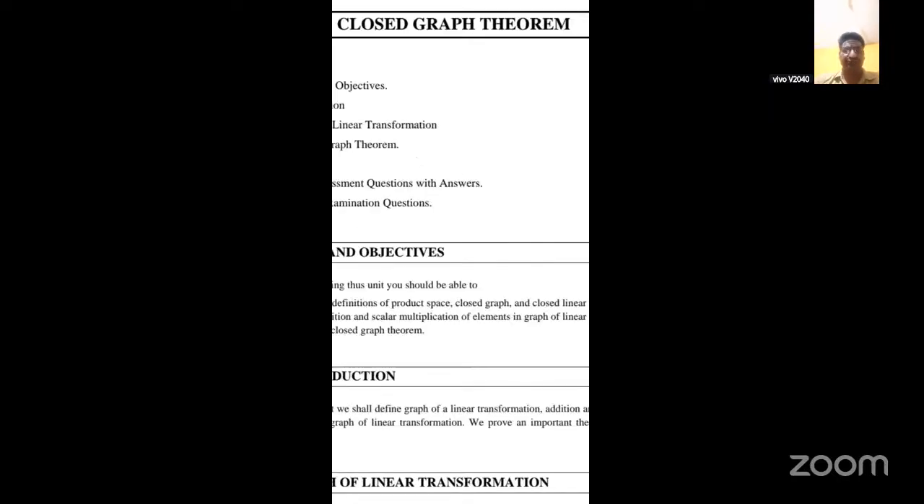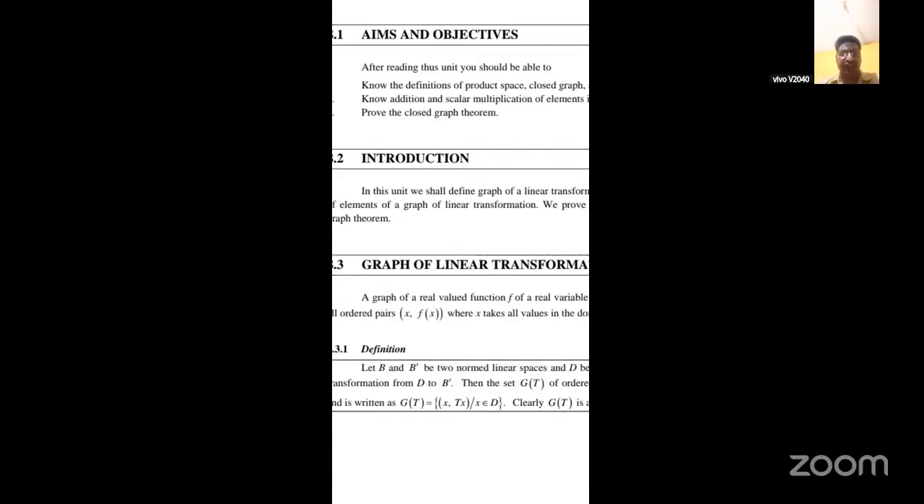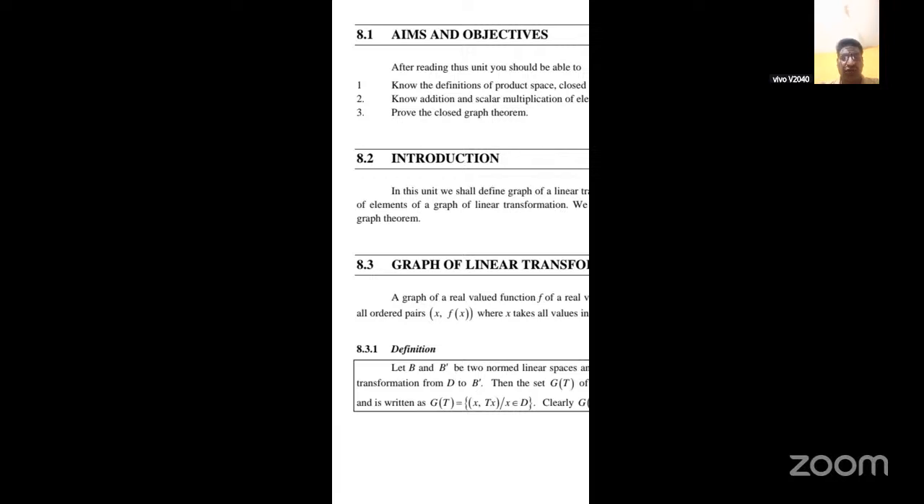Now, this is the 8th unit, closed graph theorem. Today, we will discuss one of the important contents. This is also one of the important theorems in the final examination. That is the graph of a linear transformation. Okay. Now, what is the graph? It depends upon the linear transformation.